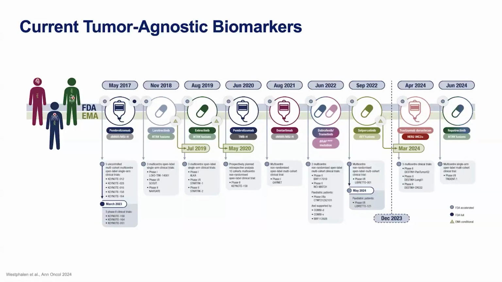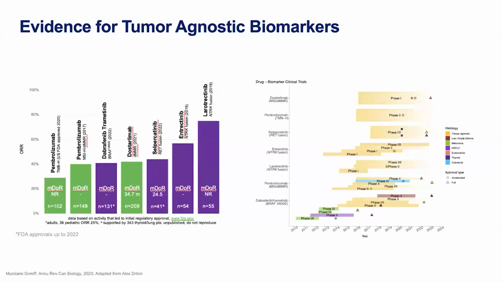Jumping ahead, selpercatinib was approved for RET fusions, another rare genetic fusion. Trastuzumab deruxtecan, also known as Enhertu, for HER2-positive cancer, and I'll go into that a bit more in detail. And then repotrectinib, another NTRK small molecule inhibitor. So this really shows that over the last decade or so, there has been a true shift in the paradigm of precision oncology and of oncology generally towards looking at diseases in terms of their molecular makeup and not only their site of origin.